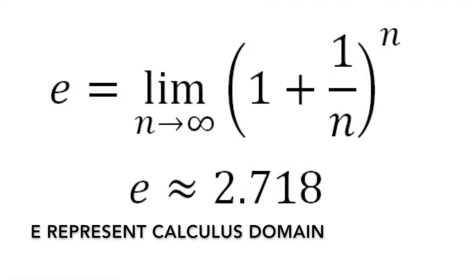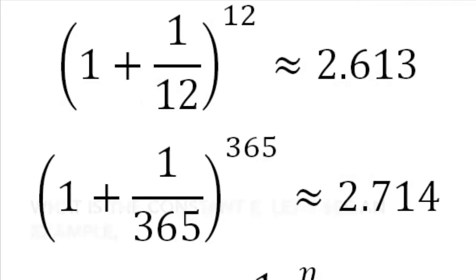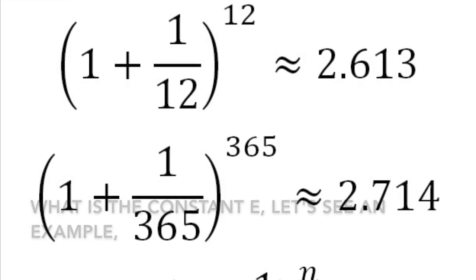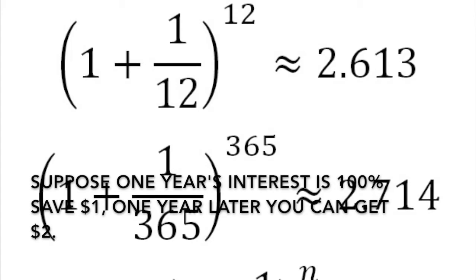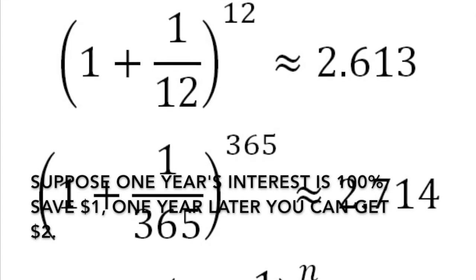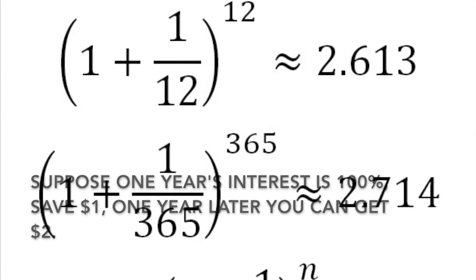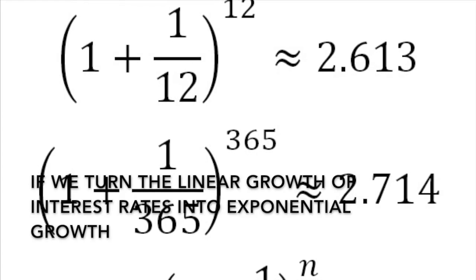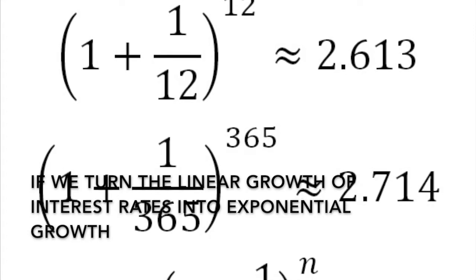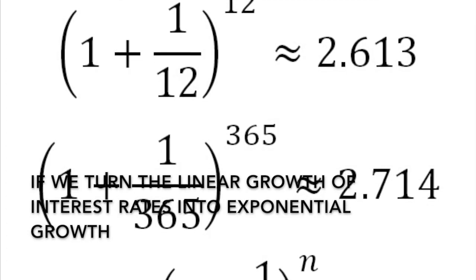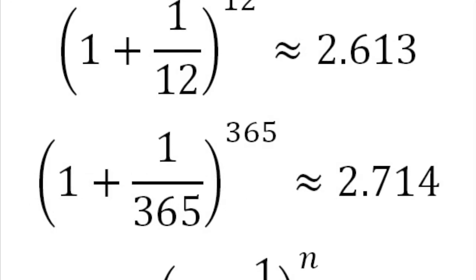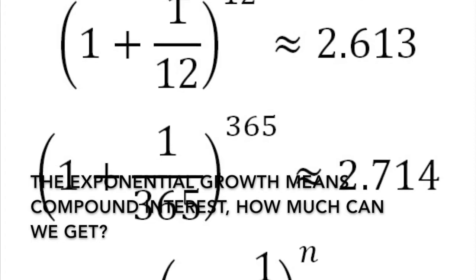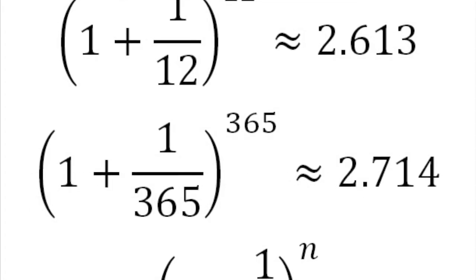e represents the calculus domain. What's the constant e? Let's see an example. Suppose one year's interest is 100%. Save $1, and one year later, you can get $2. If we turn the linear growth of interest into exponential growth, the exponential growth means compound interest. How much can we get?